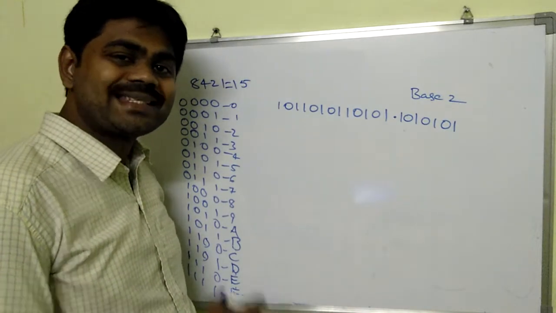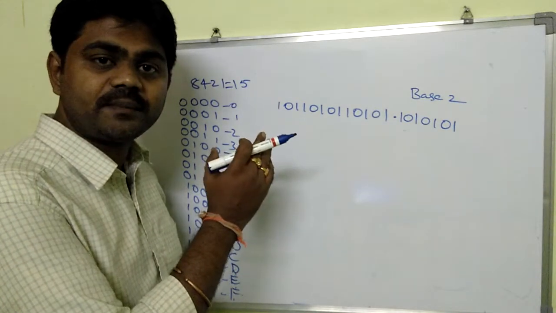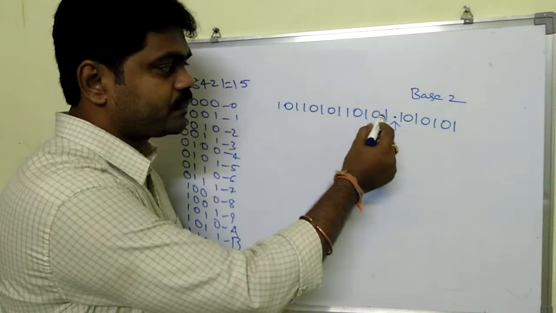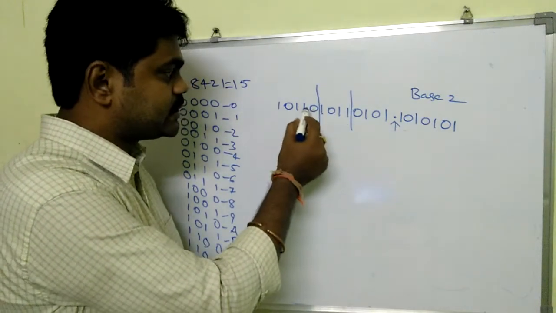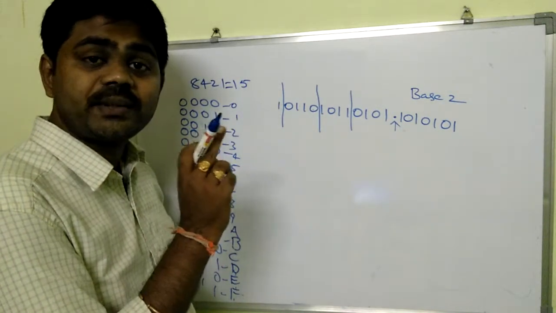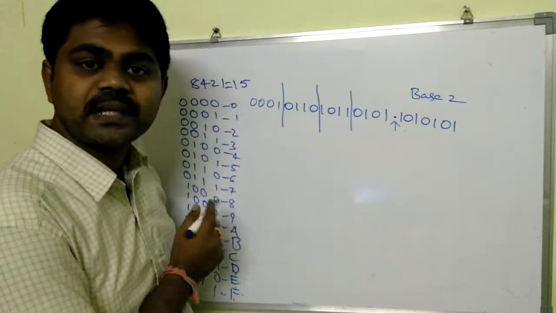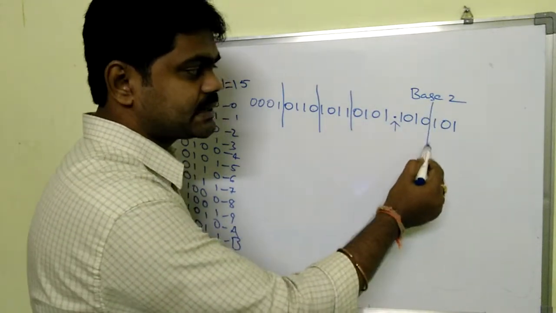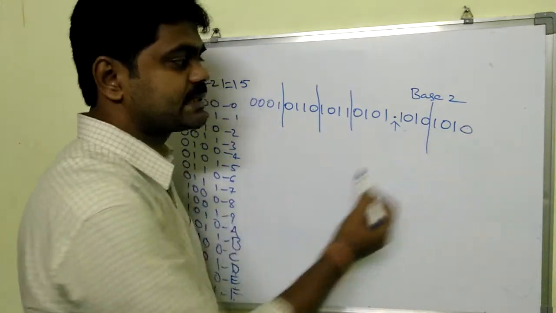10110101010101.1010101. As I already explained in the previous example, I need to divide this binary number into groups of 4. Starting from the binary point, 1010 is one part, 1101 is another part, 0110 is another part. I'm left with only 1, so I should insert 3 zeros to make it 4. Coming to the fractional part, 1010 is one part. I'm left with 101, so I require only one more digit, a 0, to make it 4.